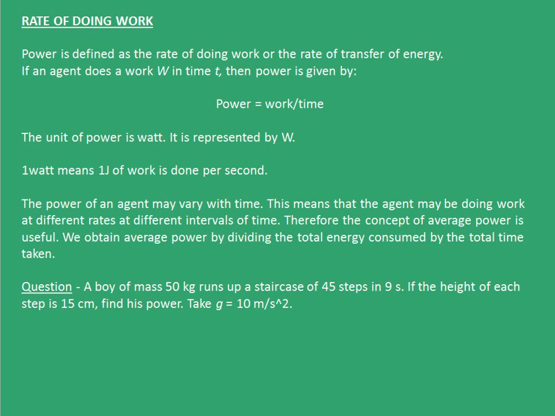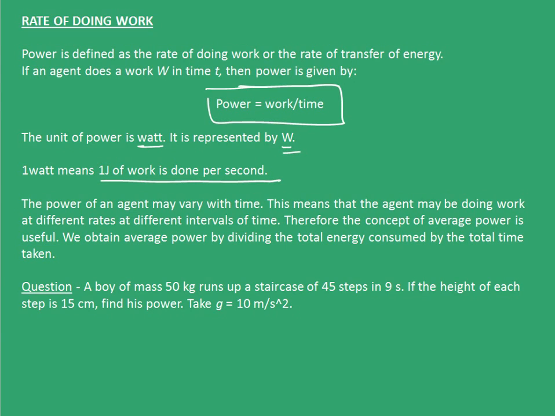Now let's move on to rate of doing work. The rate of doing work, or in other words power, is defined as the rate of transfer of energy. If an agent does work W in time t, then power is given by the formula power equal to work upon time. The unit of power is watt and is represented by the letter capital W. 1 watt means 1 joule of work is done per second.